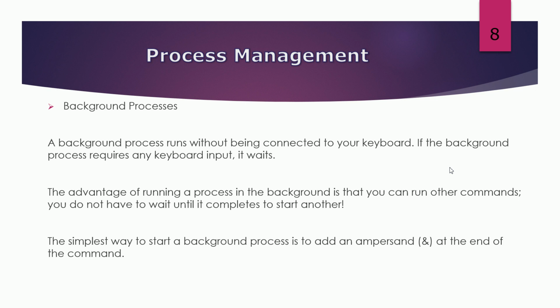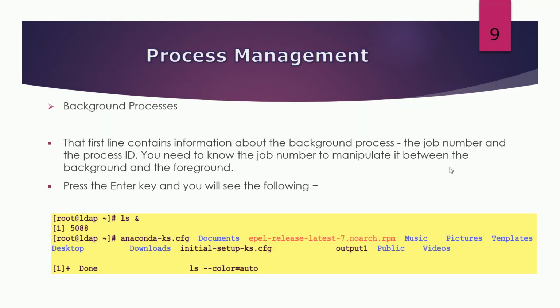The simplest way to start a background process is to add an ampersand at the end of the command. So let me show you how. Here you can see the ls command, and at the end I have typed an ampersand. What will happen is this command will start in the background and you will get an output. The first line contains the information about the background process. Here you can see the output I have got, and this is the job number and the process ID. You need to know the job number to manipulate it between the background and the foreground. Once we do the lab session on that, you can understand more about how we can switch between your background process and your foreground process. So this is the command for starting a process in the background.